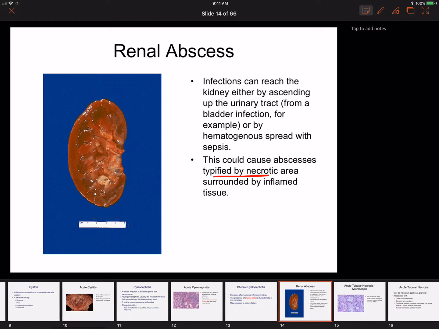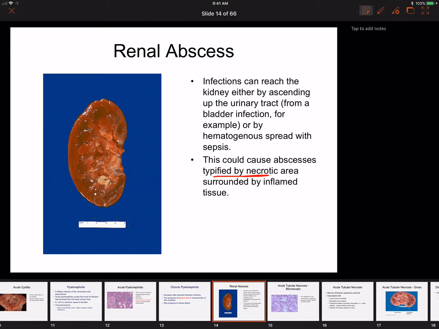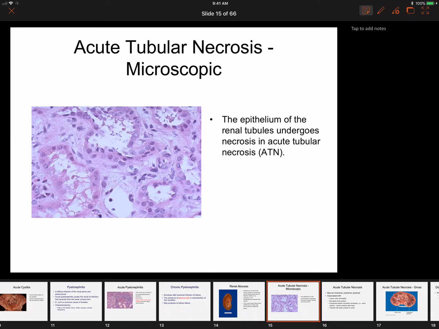The next topic on our agenda is ATN, which is short for acute tubular necrosis. As the name suggests, this is necrosis within the cells of the tubules, the renal tubules. Now, the epithelium may undergo necrosis in this particular scenario.